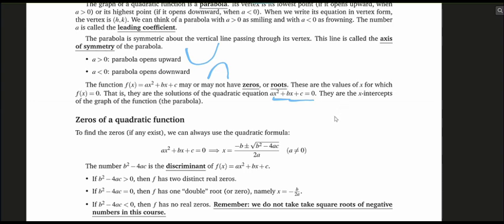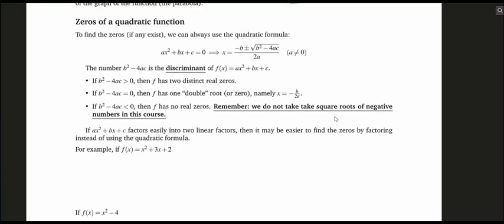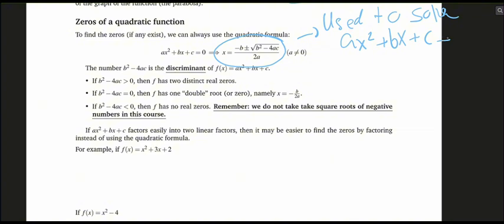Let me remind you of the quadratic formula. The quadratic formula is this: x equals negative b plus or minus the square root of b squared minus 4ac, divided by 2a. That is indeed the quadratic formula right here. This is used to solve ax squared plus bx plus c equals 0. Good.